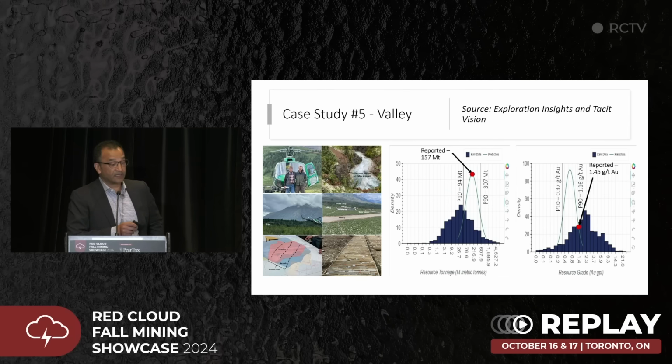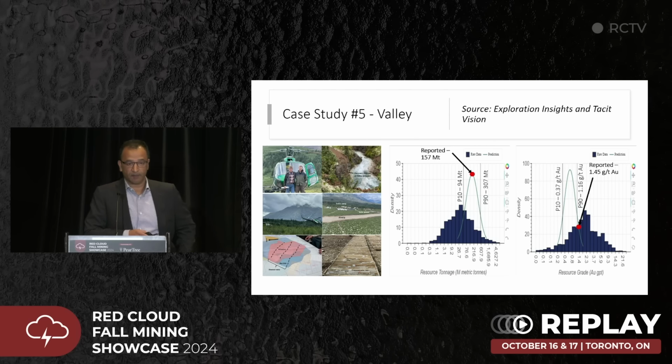Valley, which is yet to be acquired, but is probably one of the better deposits out there right now, got the tonnage right, but the grade was on the P90 side. So there might be a little bit of downside on the grade, but in terms of tons, no problems.